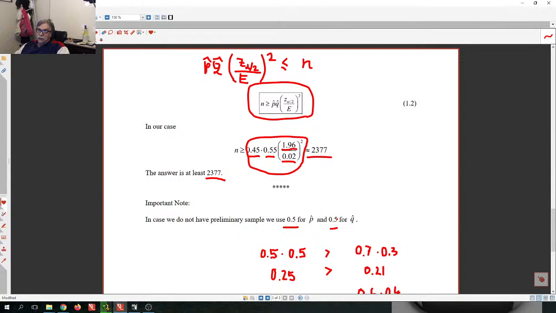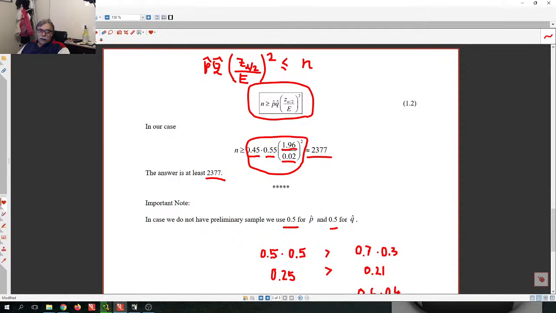So if you don't have a preliminary sample and you didn't do that work, you can still find out how big of a sample you need by simply using this formula. You will know what confidence you want, you will know what error tolerance you're going to allow, and you can use here 0.5, 0.5. Then you're just going to do the same calculation. So instead of 0.45, 0.55, you would have 0.5, 0.5. And of course, you're going to have a bigger n.